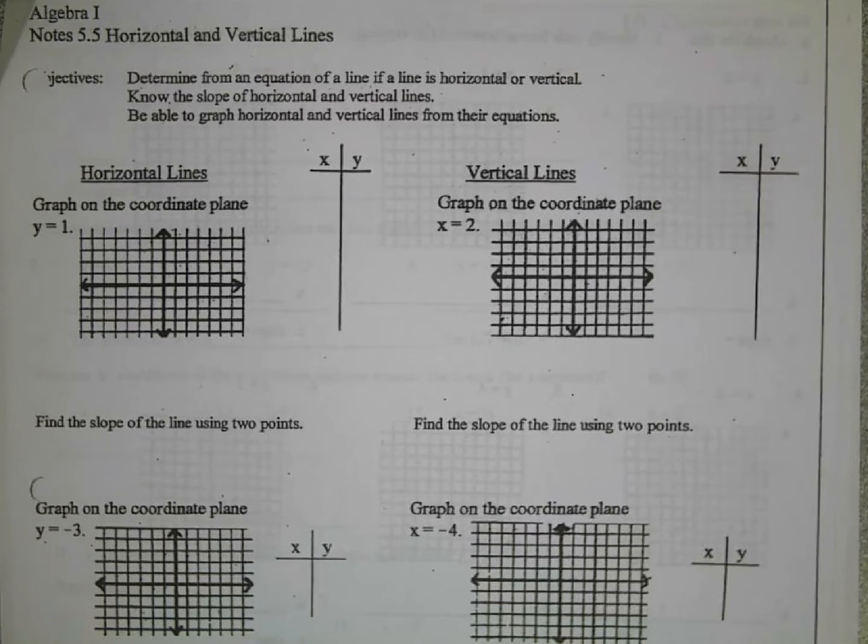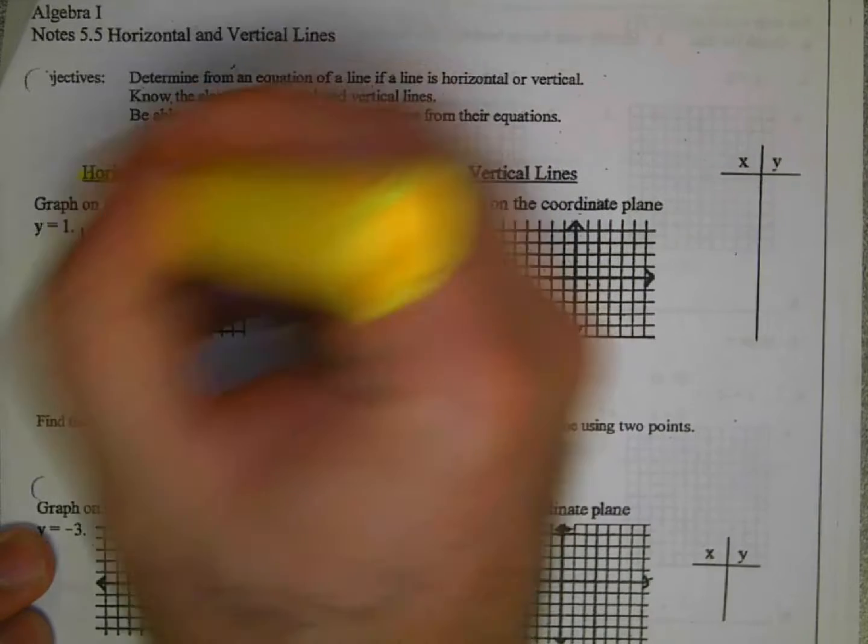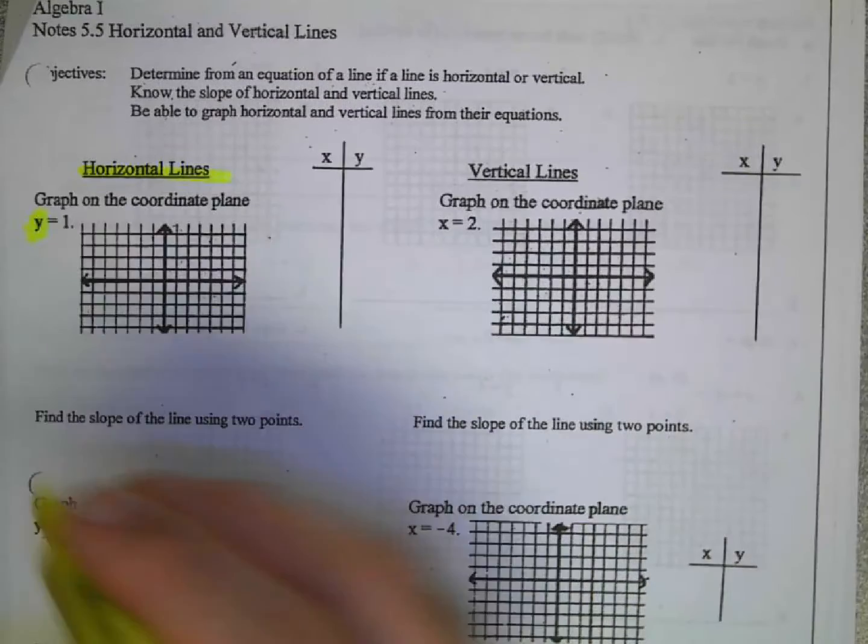All right, we're looking at section 5.5. This is the last section dealing with lines and linear things, the basics anyway. So we're going to look at horizontal and vertical lines and how to tell when you have a horizontal or a vertical line. For our horizontal lines, anytime you have a y equals, we're going to have a horizontal line.